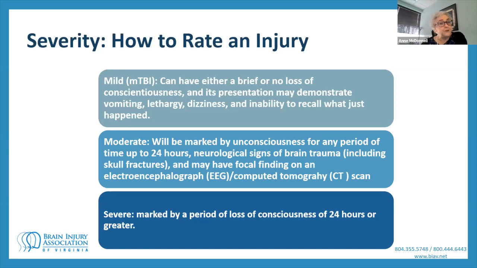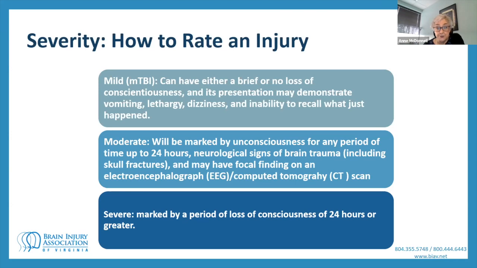We do rate injuries in terms of their severity. Mild brain injuries usually have some sort of presentation, but doesn't have to involve a loss of consciousness. Somebody could just be woozy, for example. Individuals who sustain mild brain injuries may vomit, they may become dizzy, they may have some amnesia for the event, and they may be very tired. Most individuals who sustain a mild brain injury completely recover from that injury, if it's their first injury.